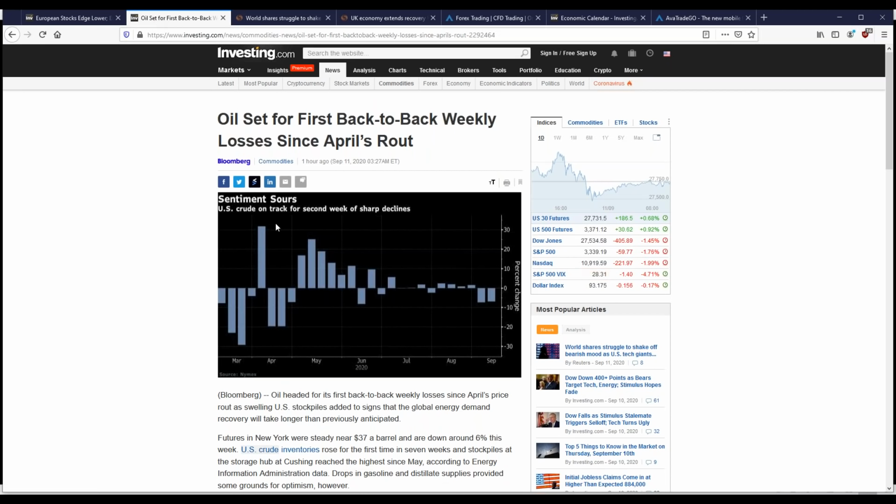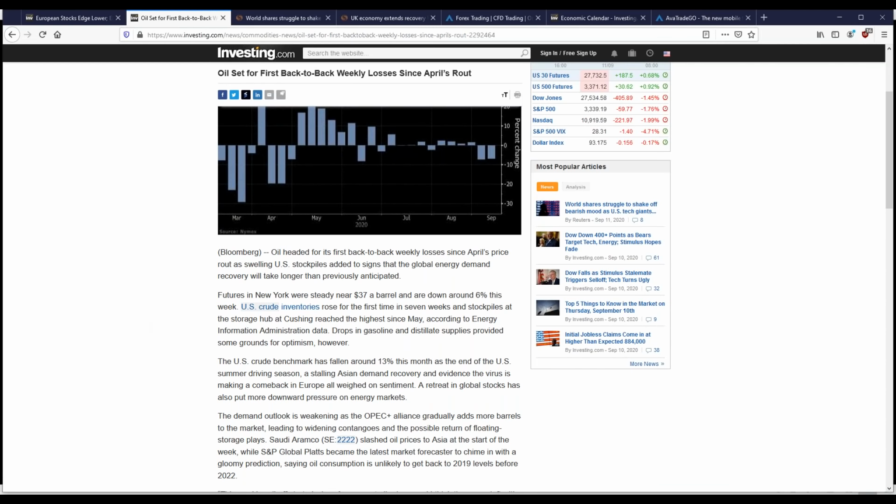Some more news. Oil set for first back-to-back weekly losses. Okay, we all saw that. The last couple weeks, oil's been dropping. Why? Oversupply of oil again, fears of oversupply. It's a combination of things. Increased production being one of them. The OPEC nations ramped up production because the price was going back up. There was better demand as the quarantines around the world were ending and economies were opening back up.